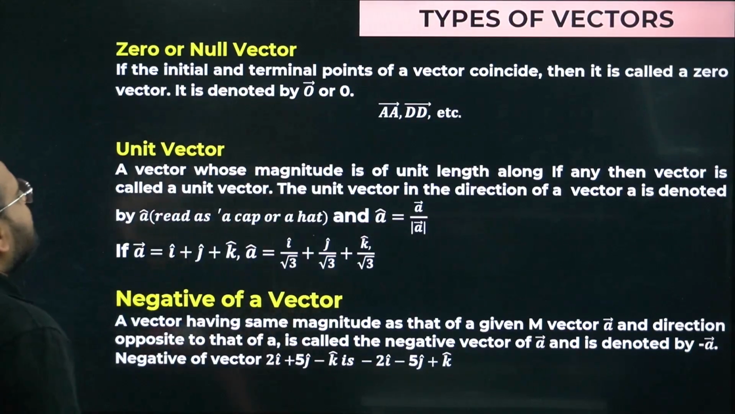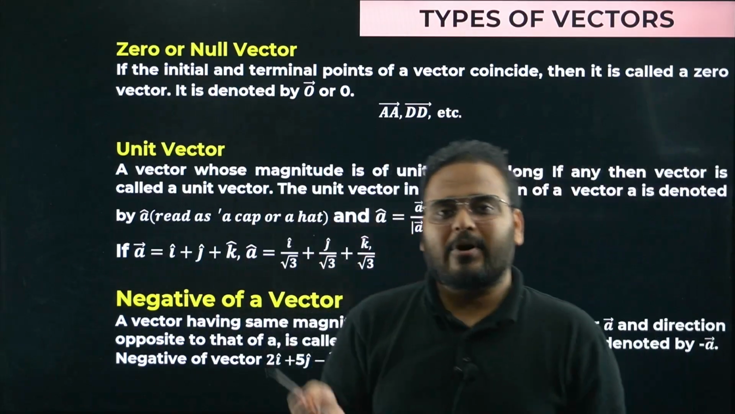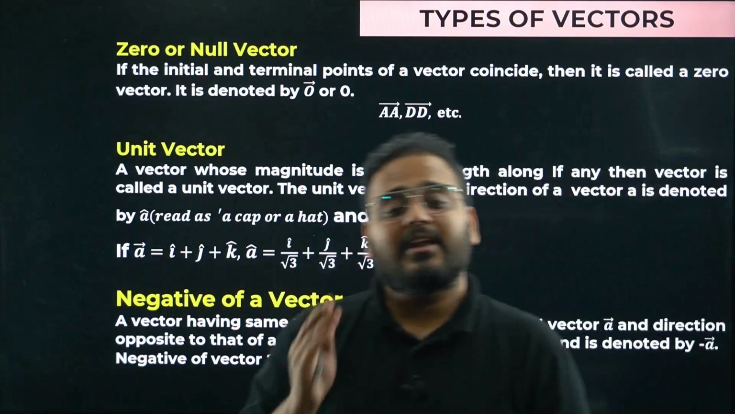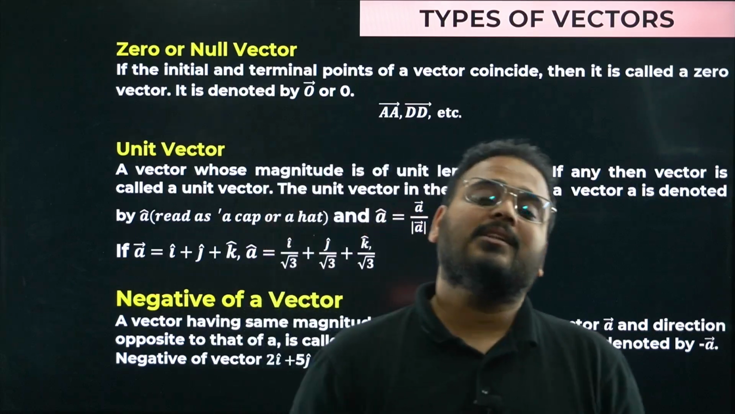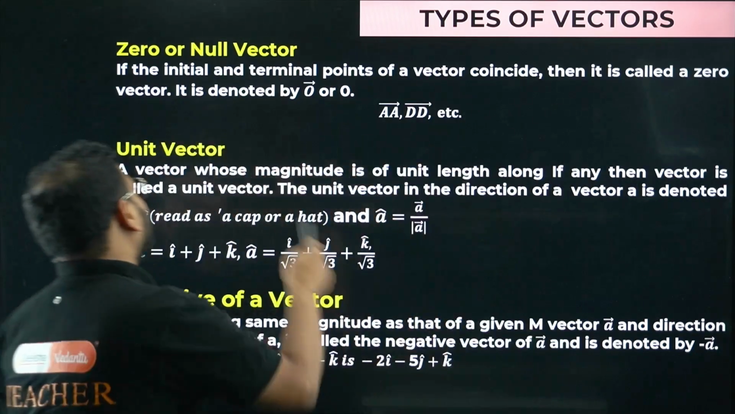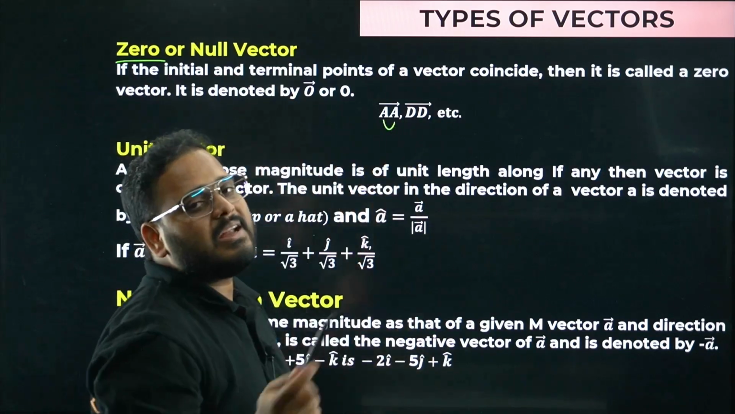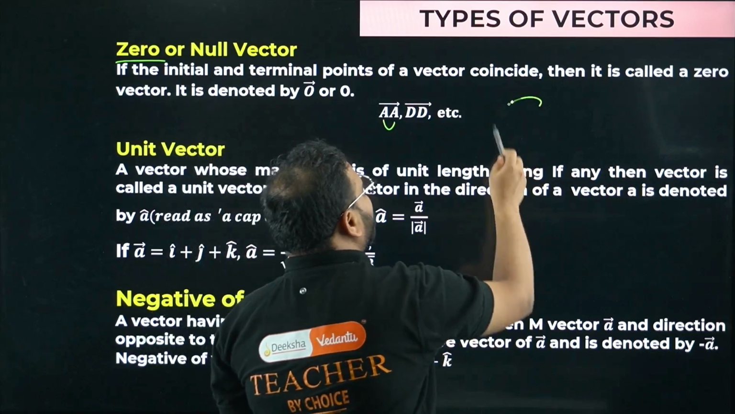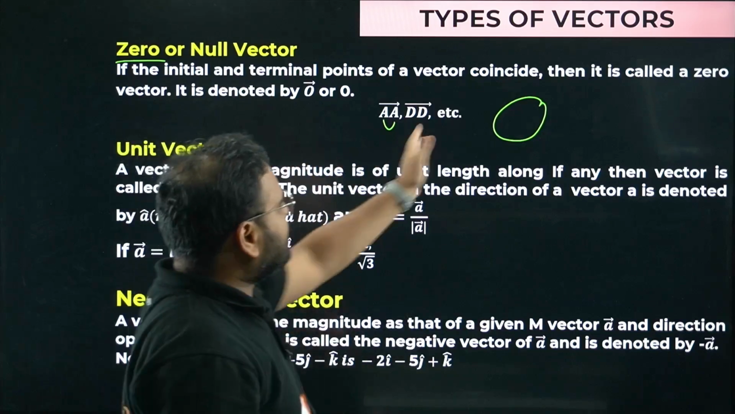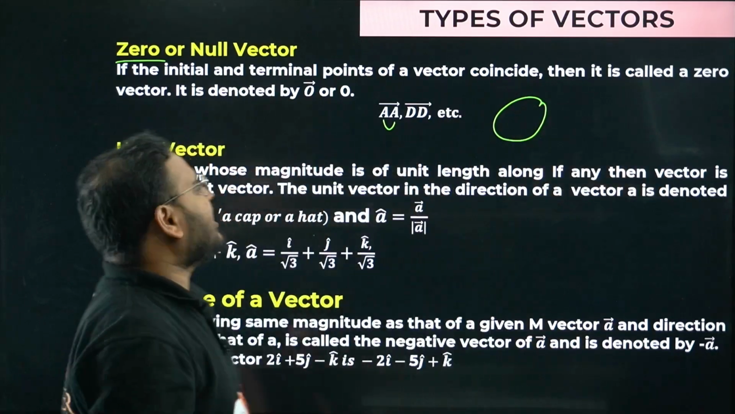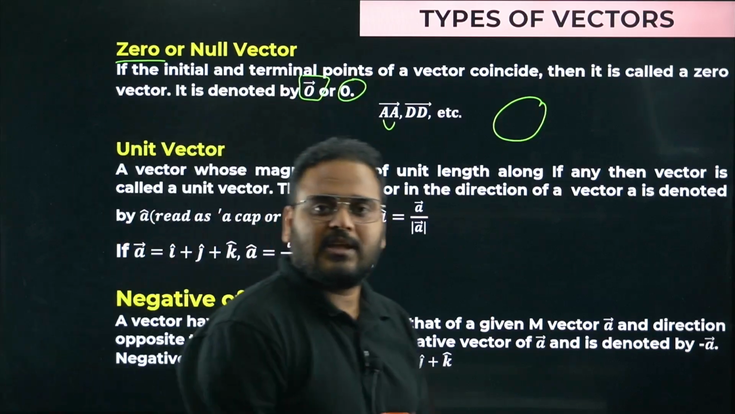Types of vectors: zero or null vector. Whenever you find the vector's initial point and the terminal point or final point are the same, the vector is called a null vector or a zero vector. So start from this point and come back to this same point. What is the answer? Zero or null vector. If the initial and the terminal point of a vector coincide, it is called a zero vector. We write it either in vector form as zero vector or simply write it as zero. That is also okay.